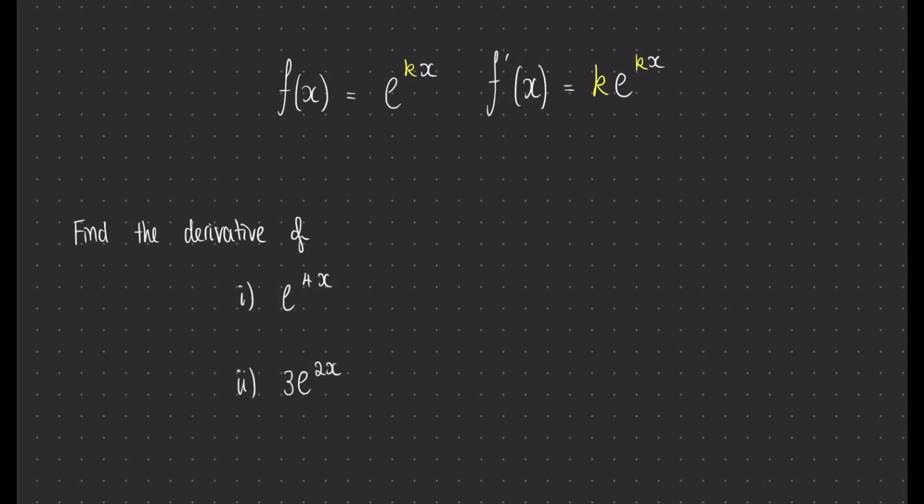Applying these rules to some example questions, we can see that for part 1 I would take the 4 down to the front, retain the exponential, and retain the constant at the top. For part 2, I would bring the 2 down to the front, and of course, in this case, we would have to multiply by the 3 that is already there, and retain the constant at the top as well. So simplifying this one would be 6e to the power of 2x.